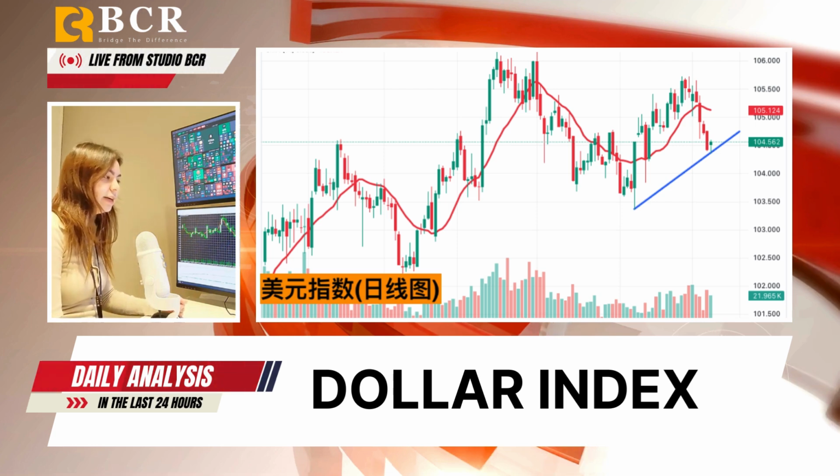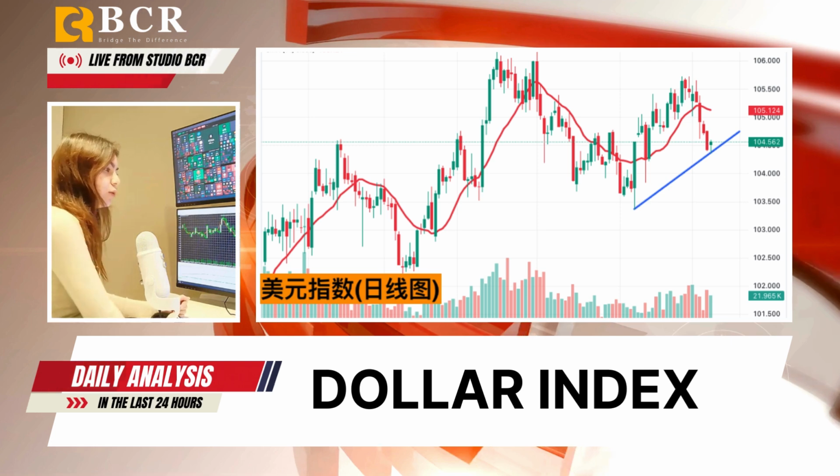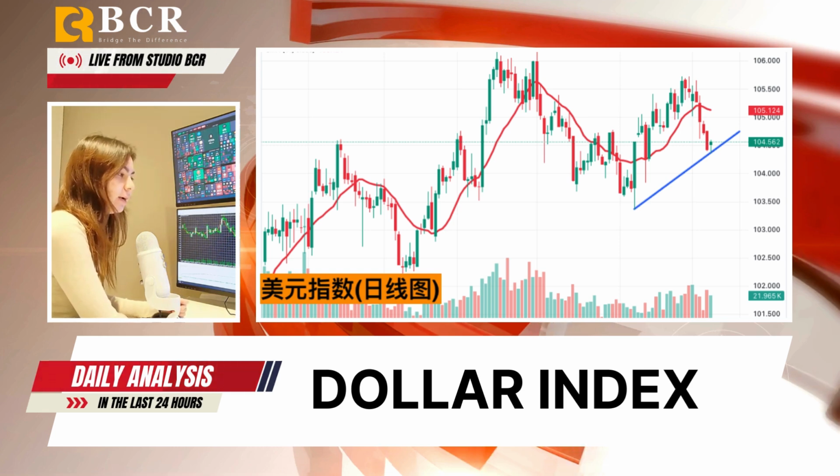Looking at the US dollar index fluctuations, it closed near an intraday low last week, marking a 1% decline and ending its recent winning streak. While the monthly chart shows a long-term uptrend, short-term movements indicate limited support and resistance.